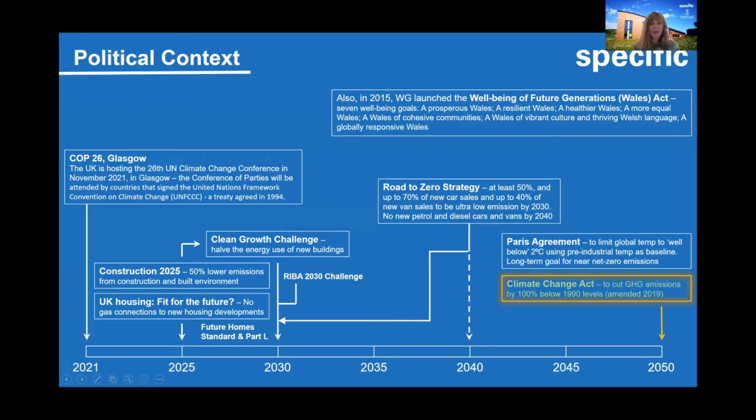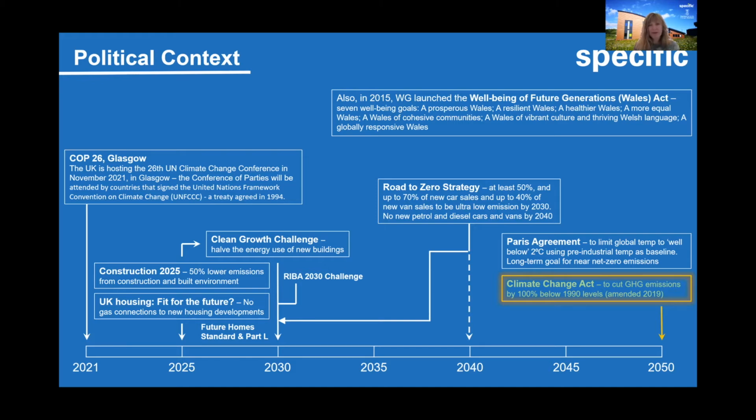In 2021, the UK hosts the 26th Conference of Parties, which will bring countries together to accelerate action towards the goals of the Paris Agreement and the United Nations Framework Convention on Climate Change. This brings to the fore the urgency to tackle climate change and the need for practical solutions through the built environment, which is the focus for our work.